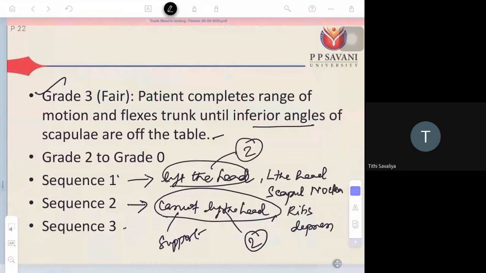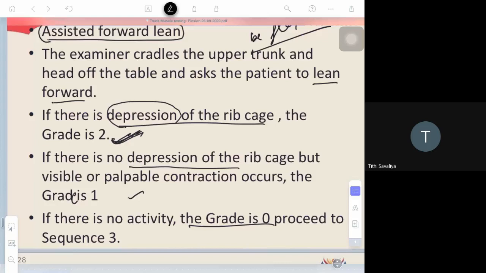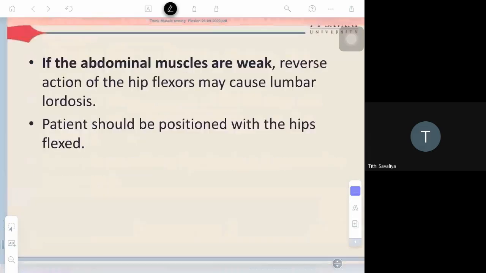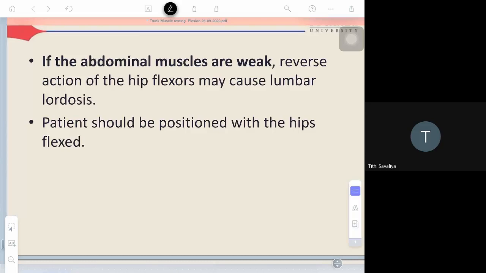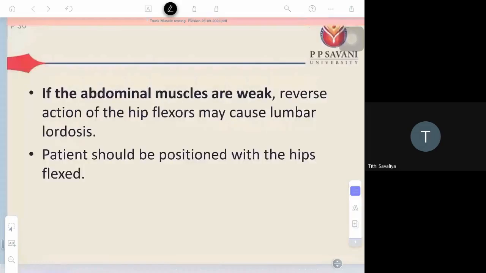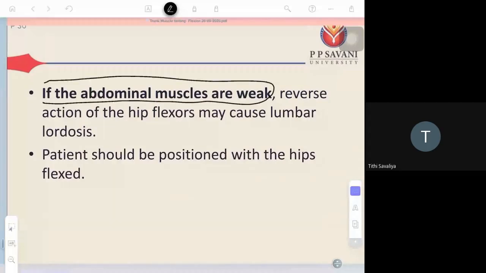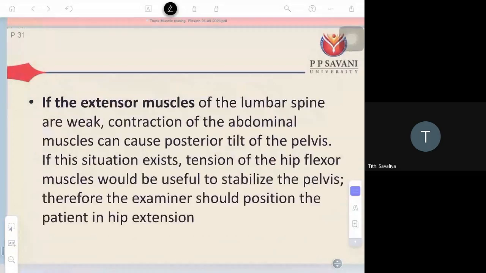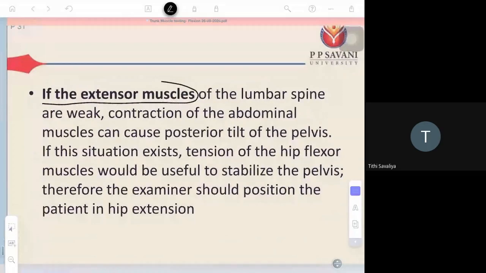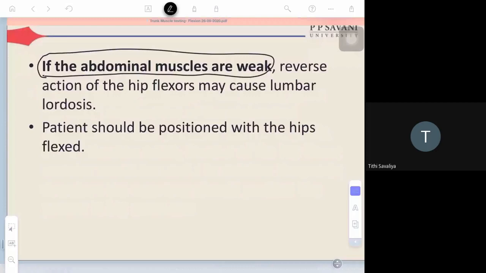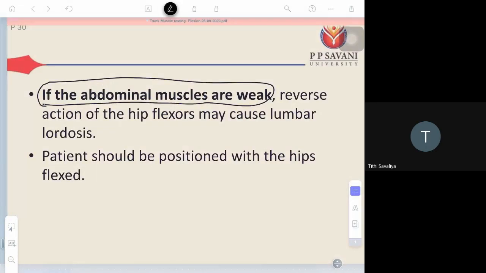Okay, now I'll go to the last slide. Now 2 slides are left. One is, what will happen if abdominal muscles are weak? And what will happen if the extensor muscles are weak? Extensor muscles of the spine, the lumbar spine. Clear? First try to understand what the abdominal muscles are.